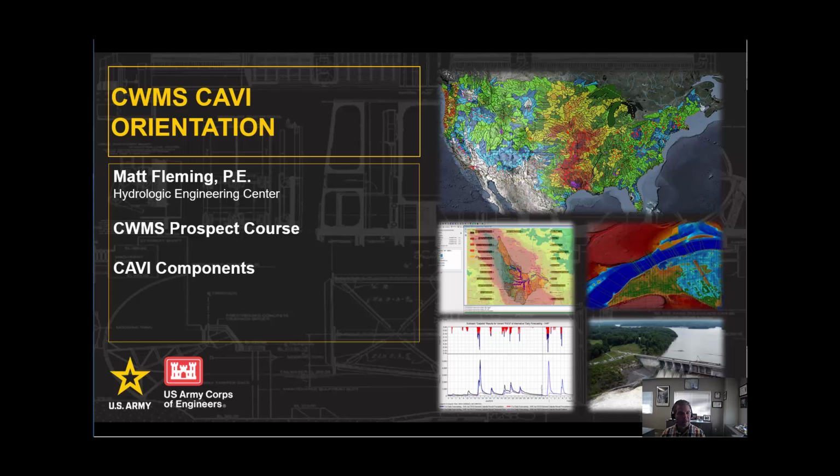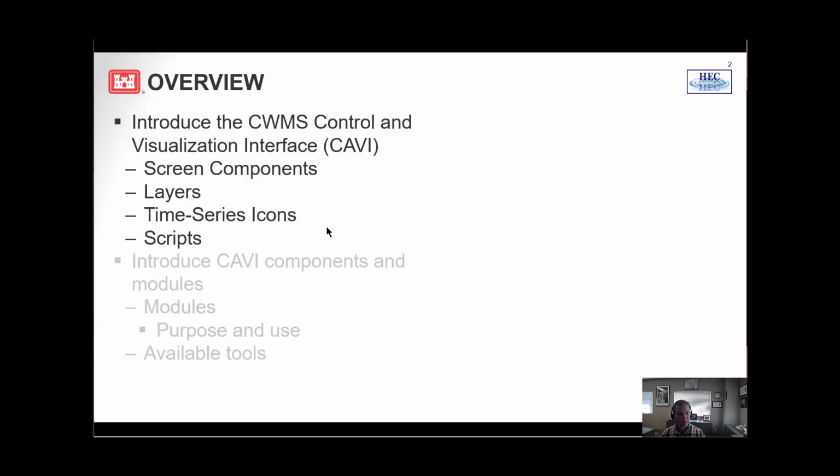And in this presentation, we're going to jump into an orientation of the Control and Visualization Interface, or the CAVI. So the overview is going to include discussion of the main components of the user interface within the CAVI. We'll talk about map layers, time series icons, and the information that you can access through those icons, and then touch on scripts in the CAVI.